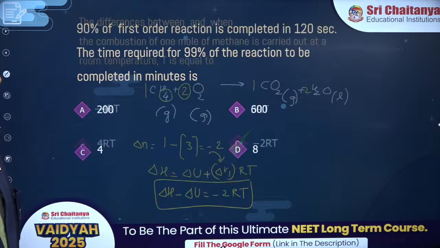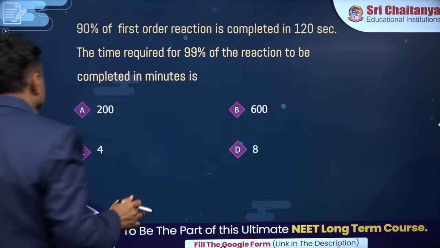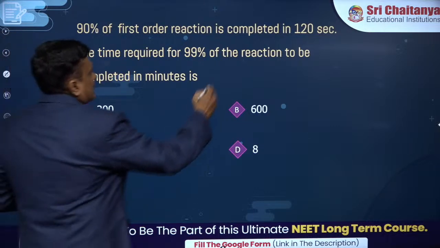Okay. 90% of a first order reaction is completed in 120 seconds. The time required for 99% of the reaction to be completed, in minutes. Let's solve. You know, in a first order reaction, K remains constant.